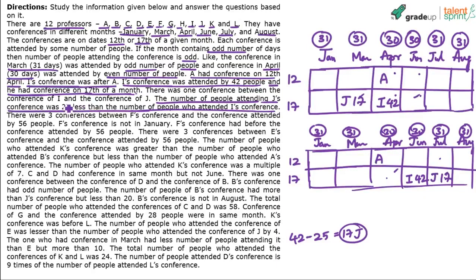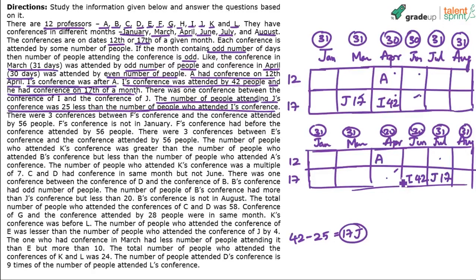42 minus 25, 17. Which means J should be in a month which has an odd number of days. So in the first case, we had 2 possibilities, March or June. But since June has an even number of days, it is ruled out for J. So J comes in March. And the condition is satisfied, right? There is a gap of 1 person between I and J. So J, A and I.